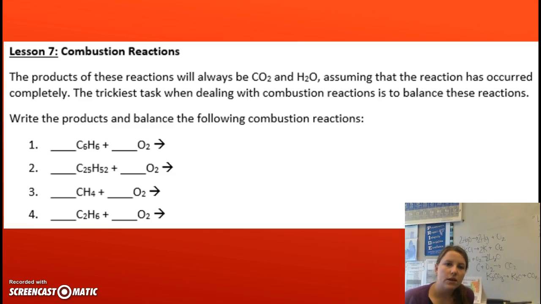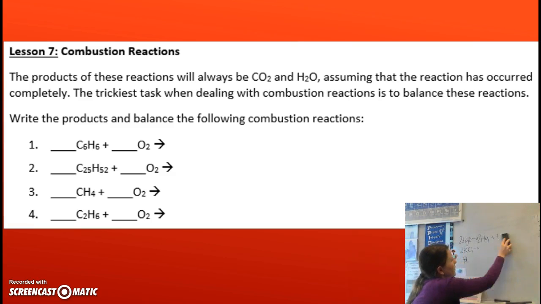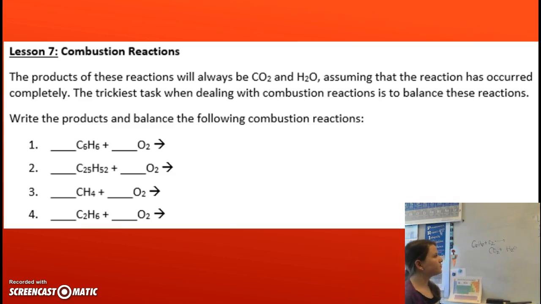Then we're going to talk about lesson 7, which is on combustion reactions. The products of these reactions are always carbon dioxide and water, but the trickiest task with these is to balance these. So these are more complex to balance and sometimes take a little bit more effort to get there. So if we look at this first one, for example, we have C6H6 plus O2. That's going to yield CO2 and water. Those are always your products.